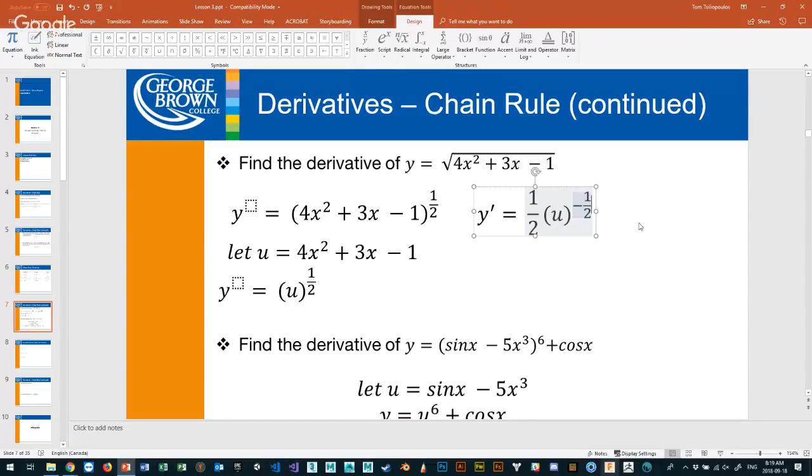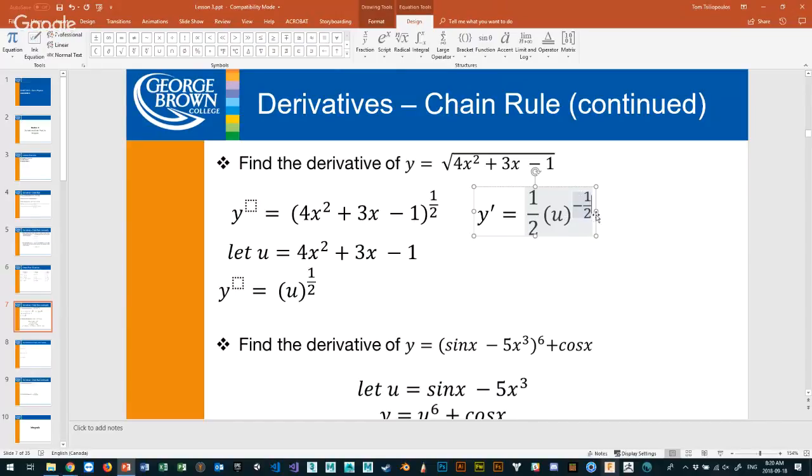Because you have 1/2 and you always subtract 1 when you do the power rule, right? From the top right corner. So if you had a negative, it'd be more negative. If you have half, it'd go to negative 1/2, right? And I pass 1/2 over here. So this is the answer from the outer perspective.